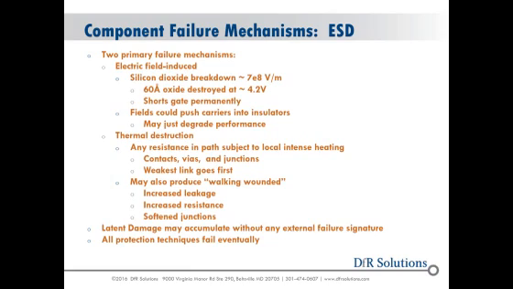Thermal destruction is another mechanism. That's where you might see a resistance in a path that's subject to local intense heating. That could be either contacts, vias, or junctions. And typically what we see is the weakest link goes first.